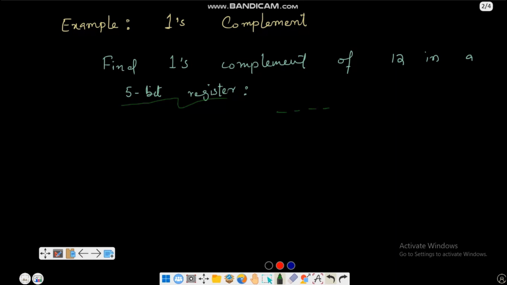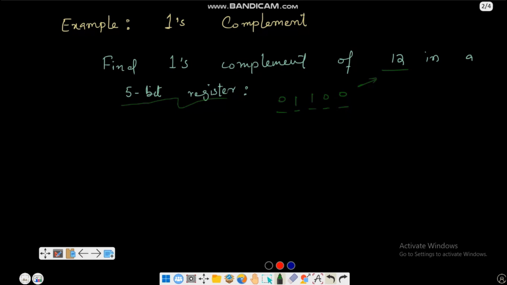It means that I have got 5 bits to arrange here, and the number that I need to find the complement of is 12. So I need to convert this number into binary first, which becomes almost like 0 1 1 0 0. So this is the binary of 12.